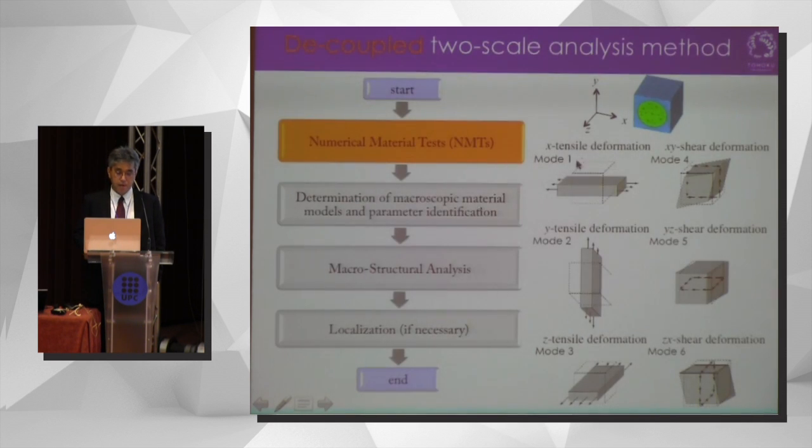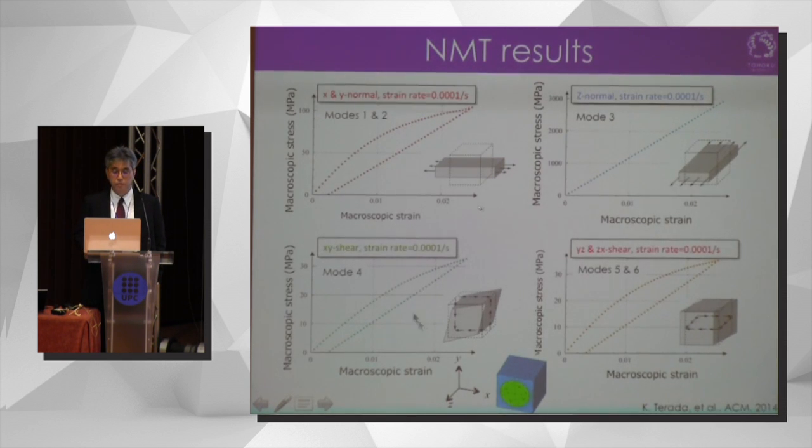Then, by identifying the material parameters of the assumed microscopic constitutive equation, we can conduct a numerical material test on this unit cell. For example, we choose 6 patterns of macroscopic deformation, then apply them to the unit cell to get this kind of macroscopic stress strain curve. These are the actual responses in X and Y direction. This is the response in Z direction. These are the macroscopic shear strain responses. As you can see, these exhibit strong anisotropy, which reflects the unit cell geometry.